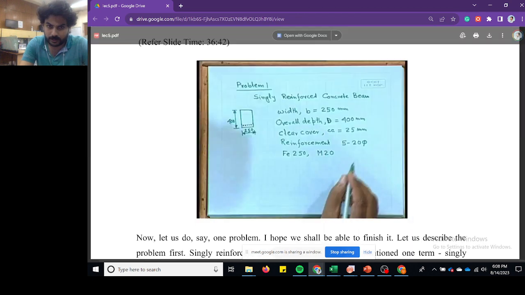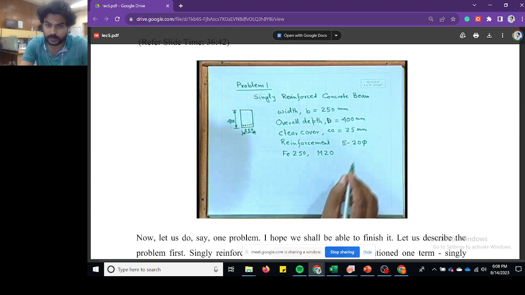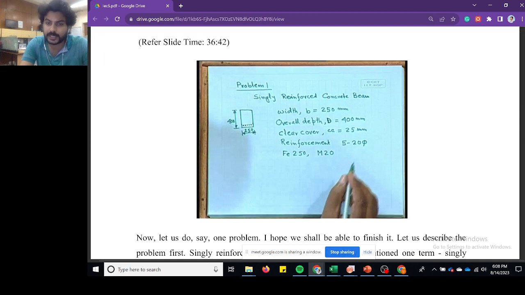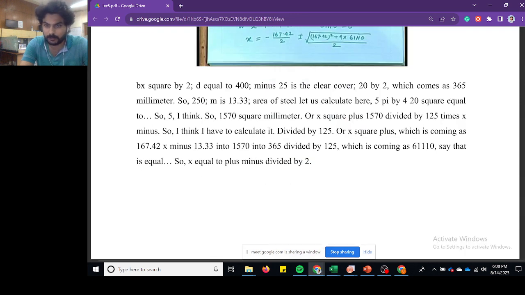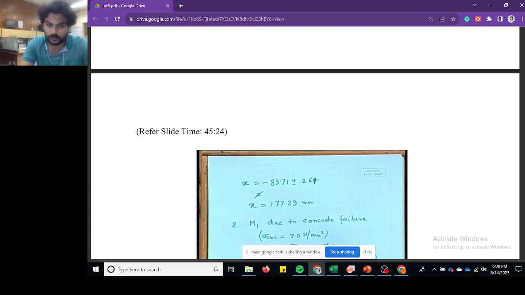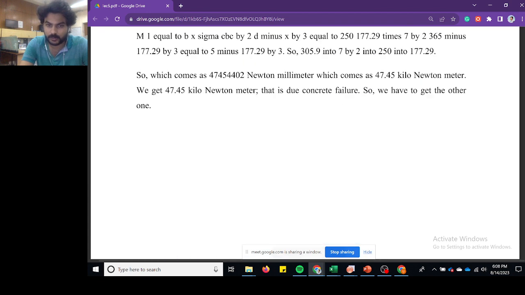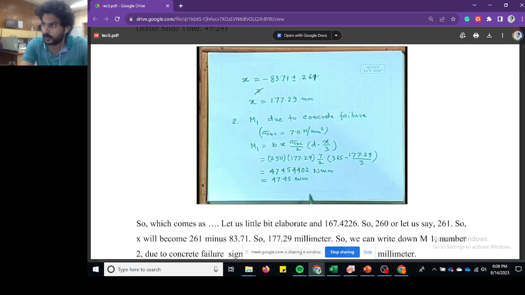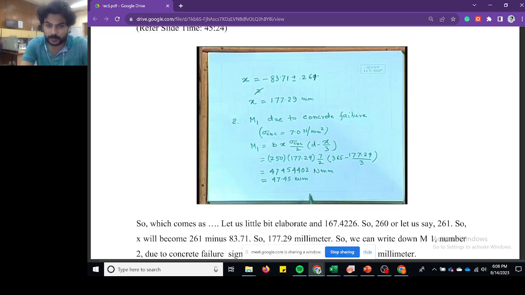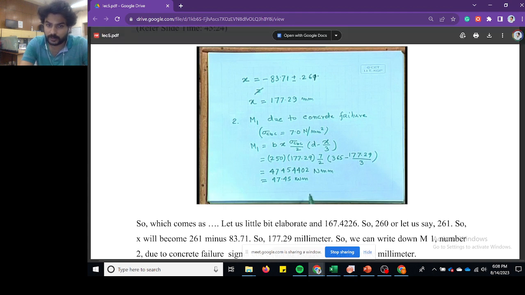So we have x, we have d, we have sigma cbc. I think they have given... no, sigma cbc they have not given, so it's M20. Then we have to get sigma cbc from table number 2.1, or whatever the table number is in the IS code. We put it here and calculate the moment of resistance. So we will get 47.45.